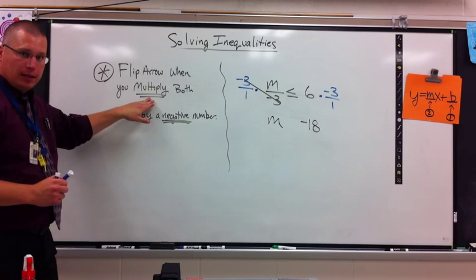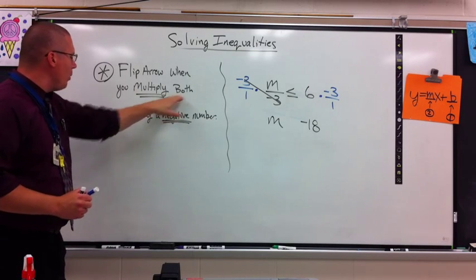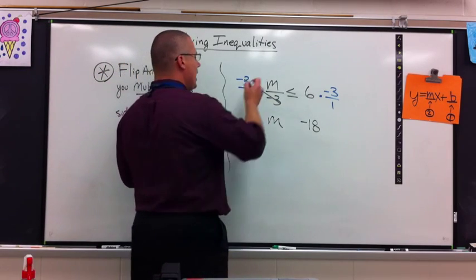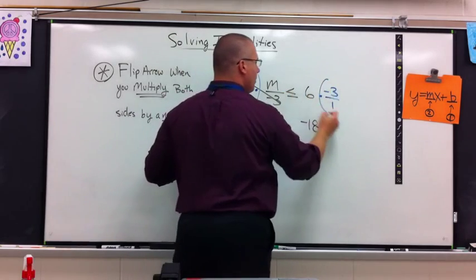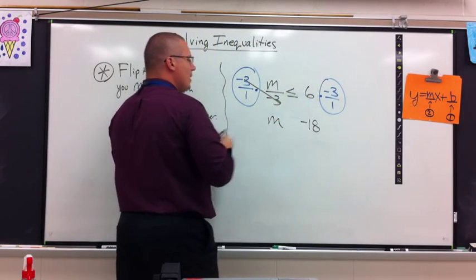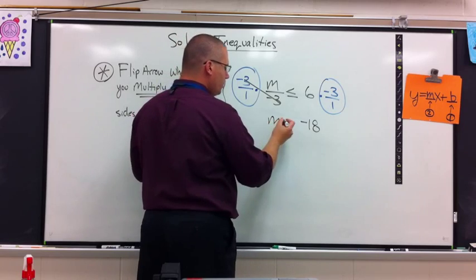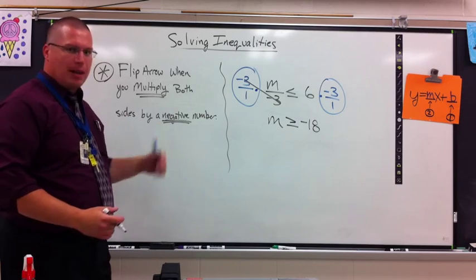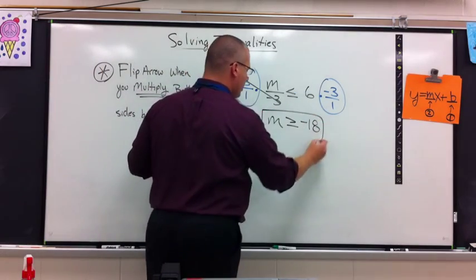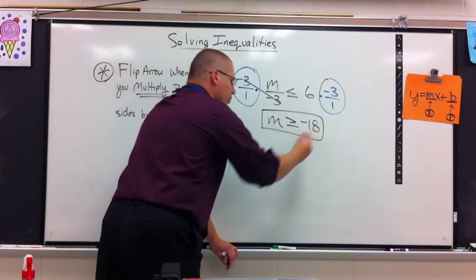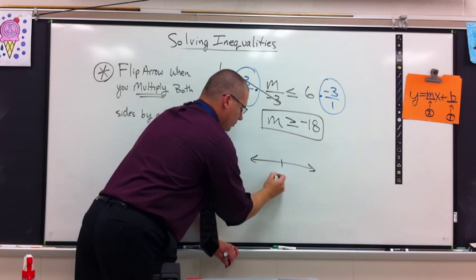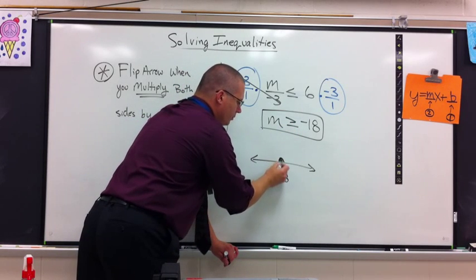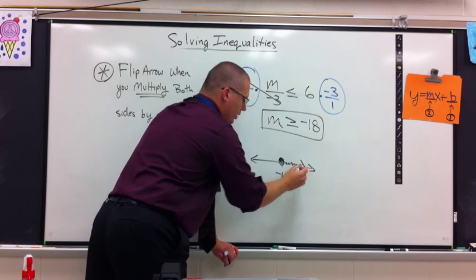I multiplied. Ask yourself, did I multiply both sides by a negative number? In this case, the answer is yes. Look at what I multiply both sides by. If it's negative, it tells me to flip the arrow. I'll go through why it works that way in a separate video. So my answer is all the numbers greater than or equal to negative 18. Here's negative 18, closed circle, shade to the right.